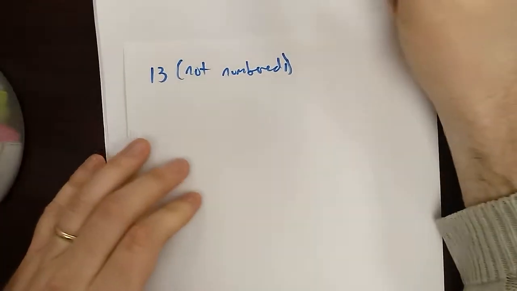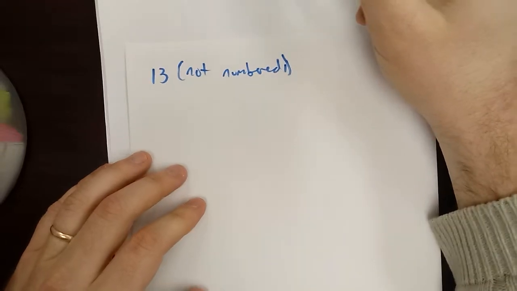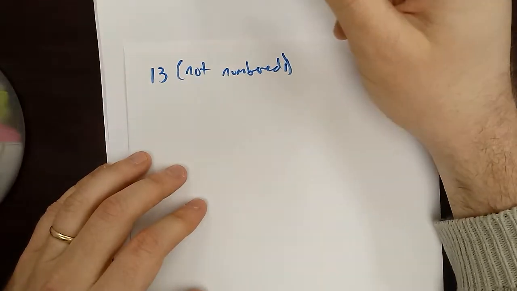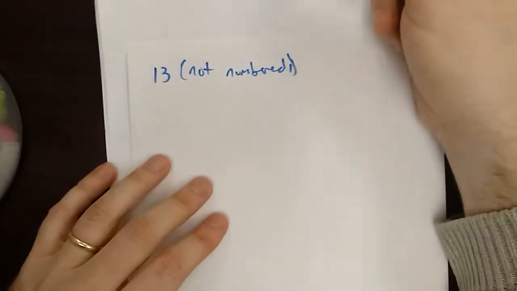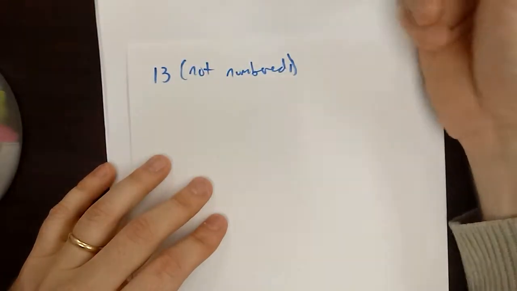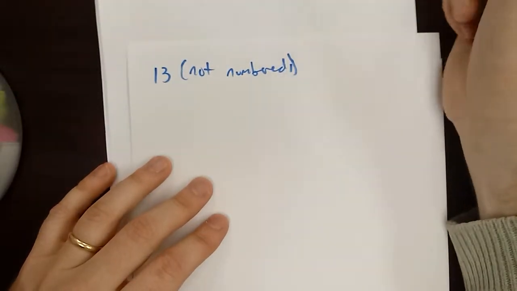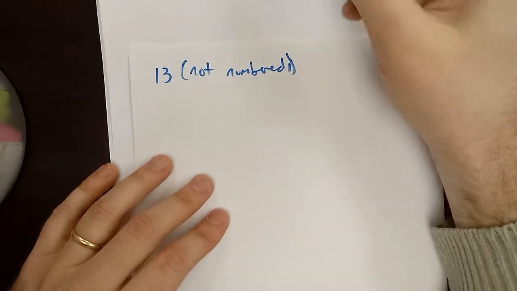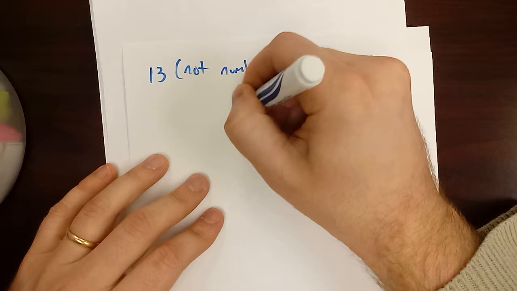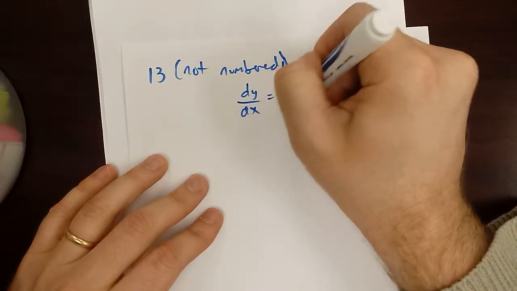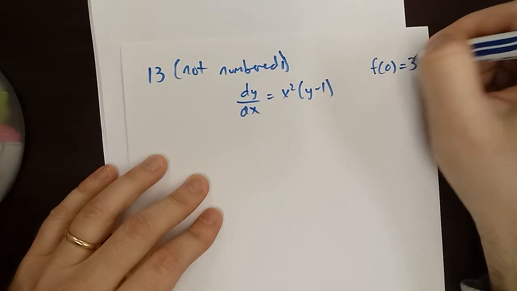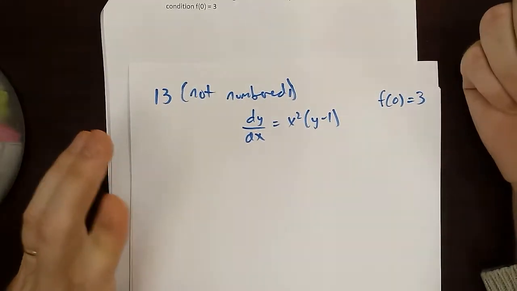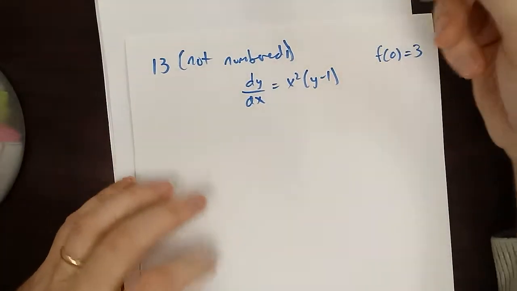Okay. Consider the differential equation, dy dx is equal to x squared times y minus 1. Find the particular solution to given, wait, why is this in here? That's all we were doing on the previous page. Maybe just to show you the wording. So really, it's a normal question.